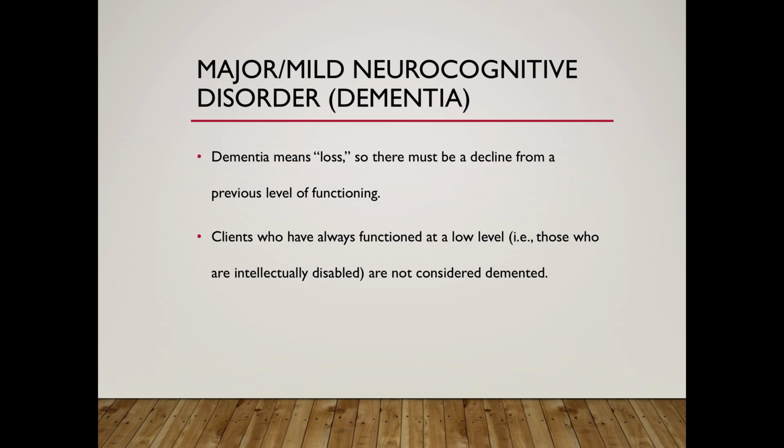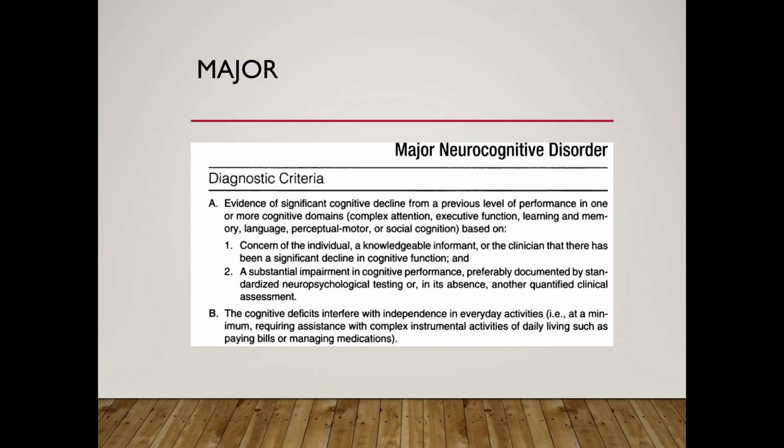And so we are looking at a loss from a previous baseline, right? So someone who always had a difficult time focusing or knowing what they're doing, we would not say that it's dementia, right? So such as somebody who maybe has major or profound intellectual disability, or level 3 autism, or something like that, we wouldn't say that it's dementia because that has always been the baseline. Dementia occurs when there is a loss, when there is a regression from their previous level of functioning. And there's only two, right? There's major and there's mild.